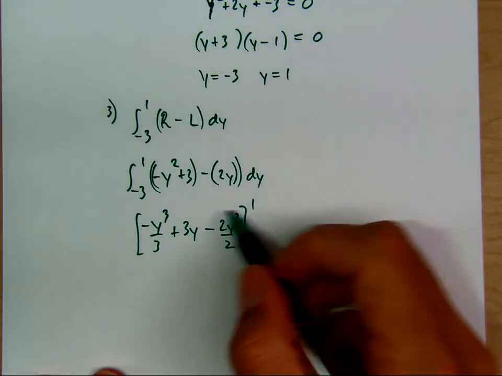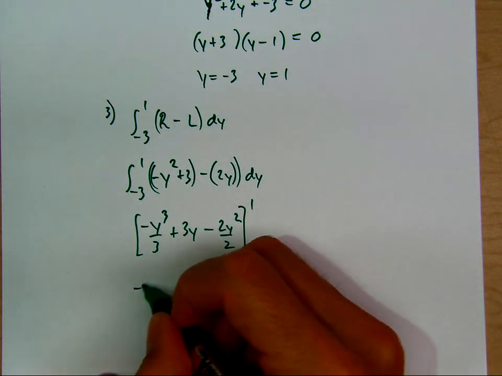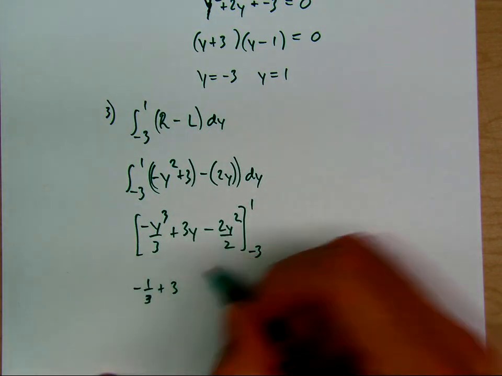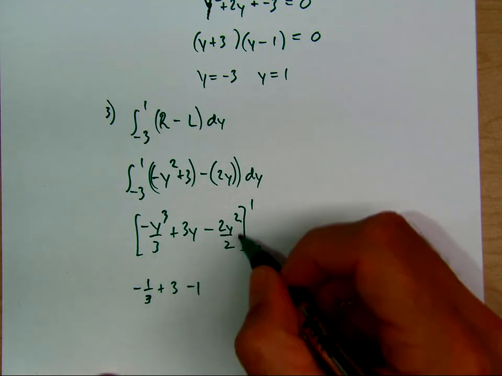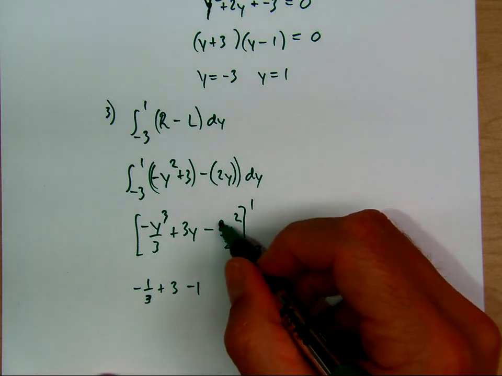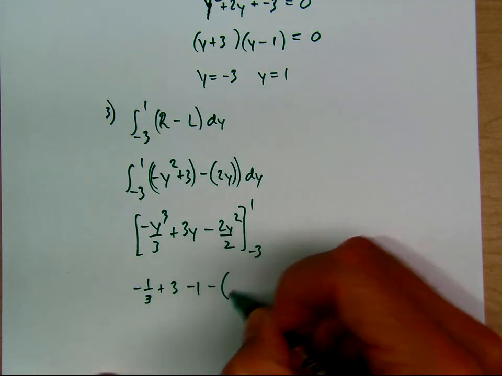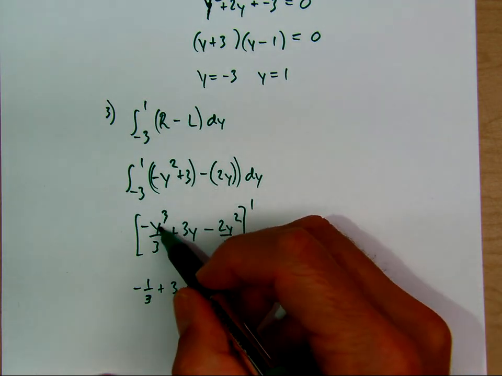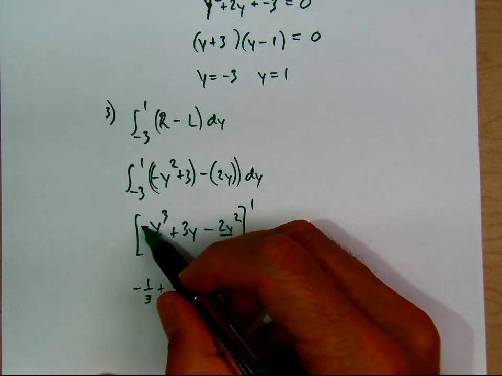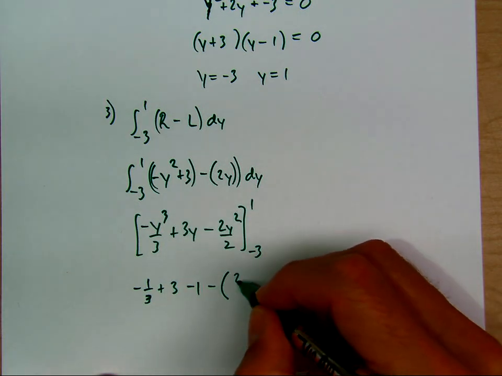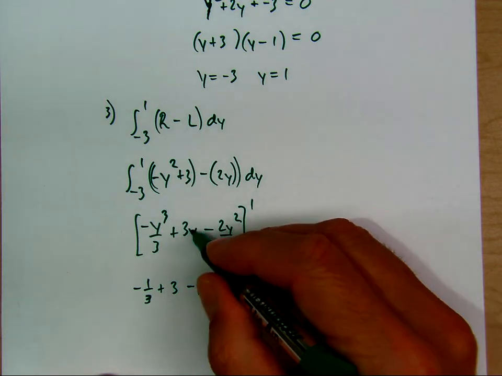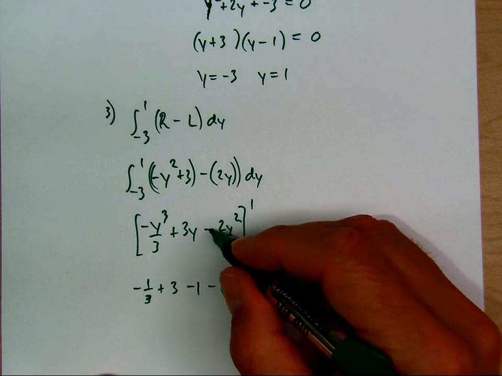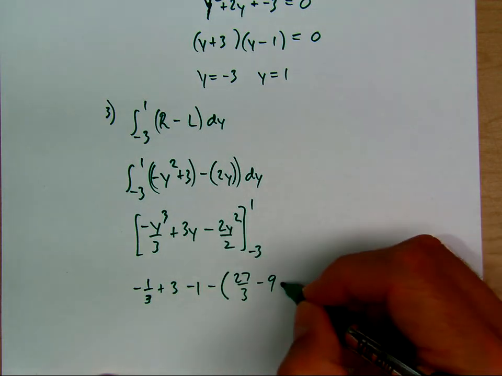Substitute a 1, and we'll have negative 1/3 plus 3 times 1. Then we'll have 1 squared, 2 over 2 is 1. Let's put in a negative 3, and we'll have negative 27 times negative 1 is positive 27. This will give us a negative 9. And here we have a positive 9 times negative 1 is negative 9.